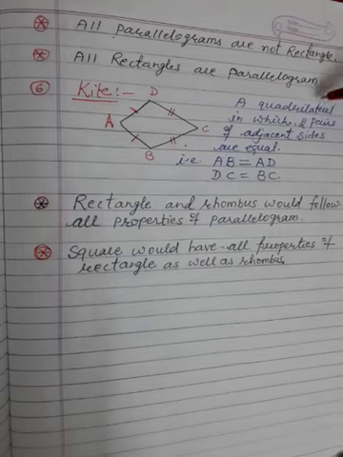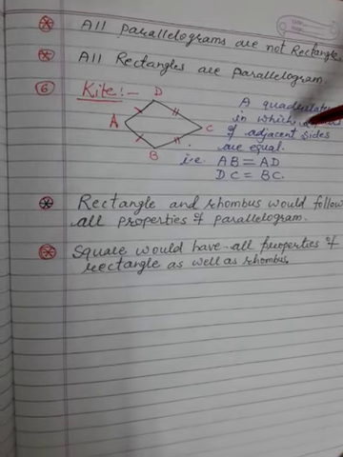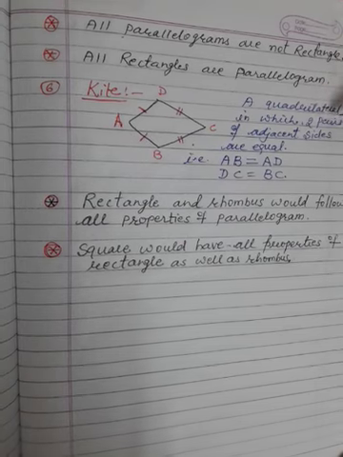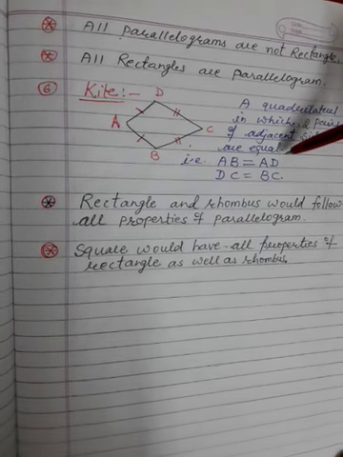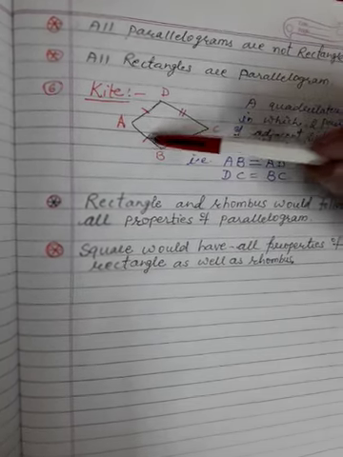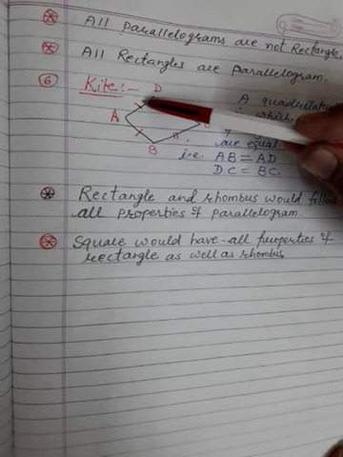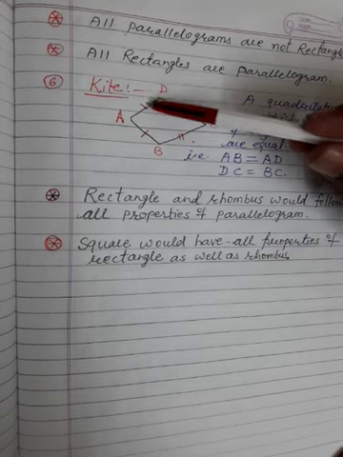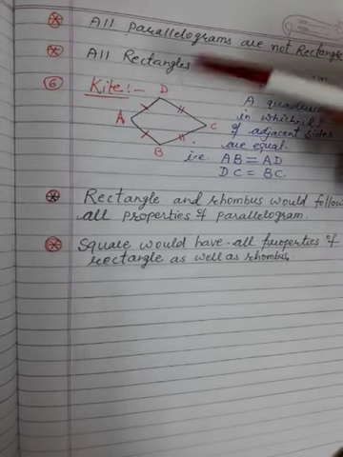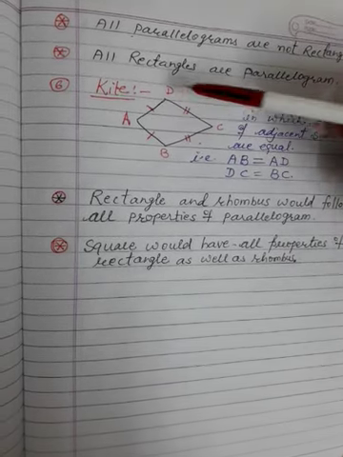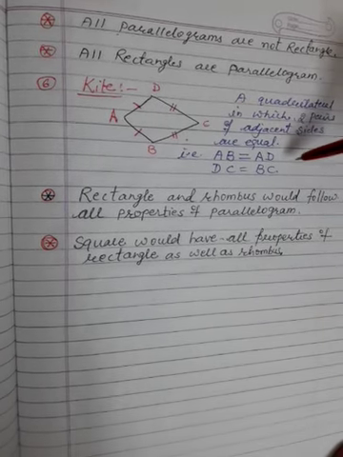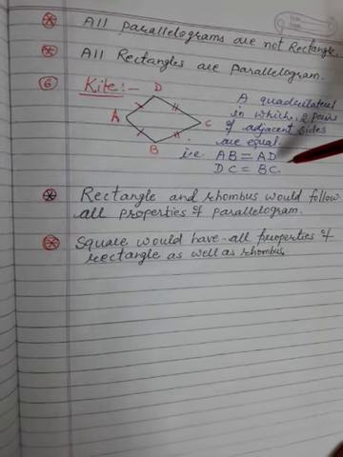Now next one is the kite. A quadrilateral in which two pairs of adjacent sides are equal. These two are called the adjacent sides. These two are equal, and these two are equal. AB is equal to AD and DC is equal to BC. This is the property of a kite.